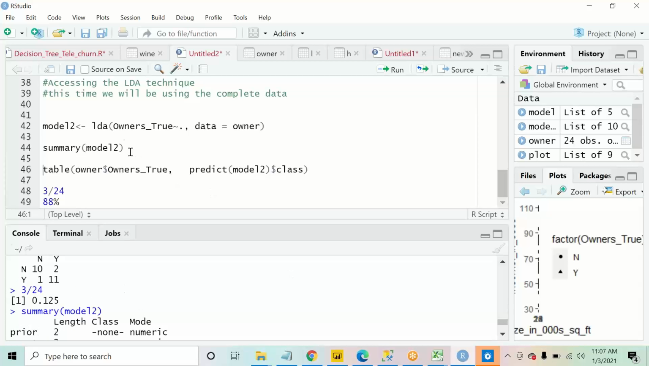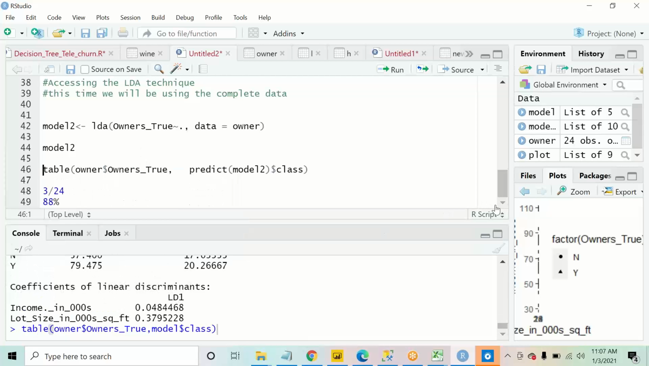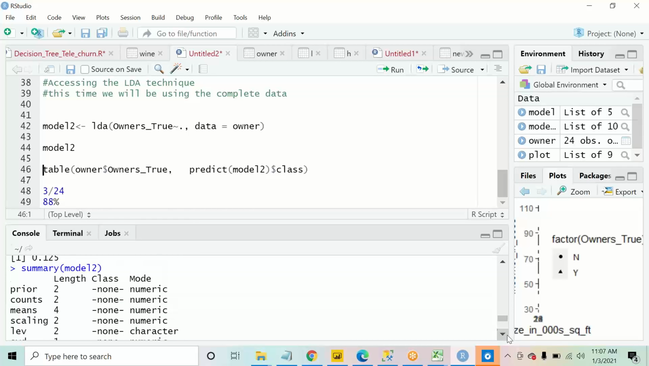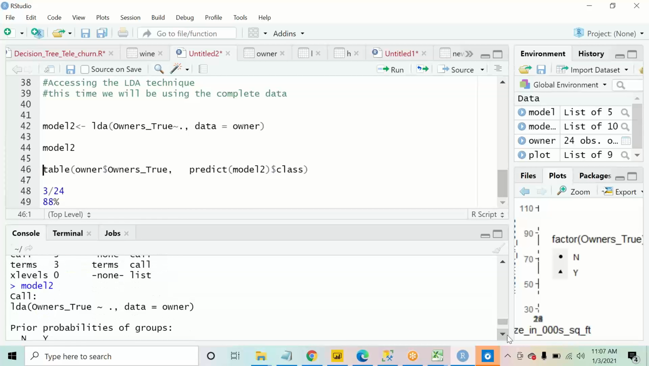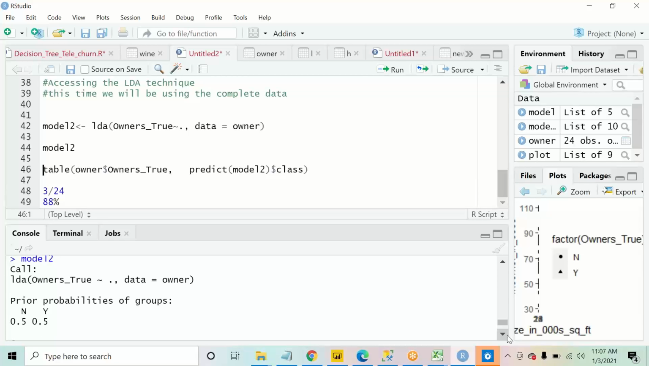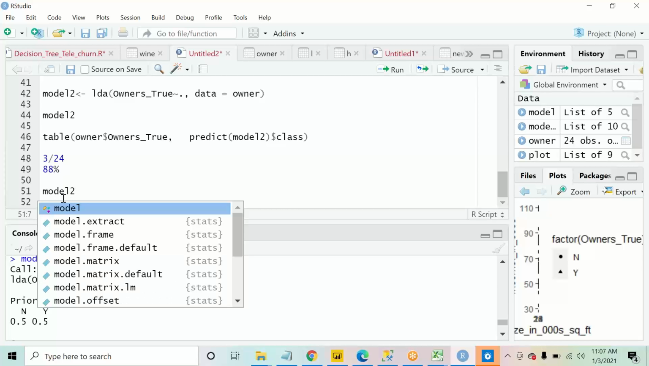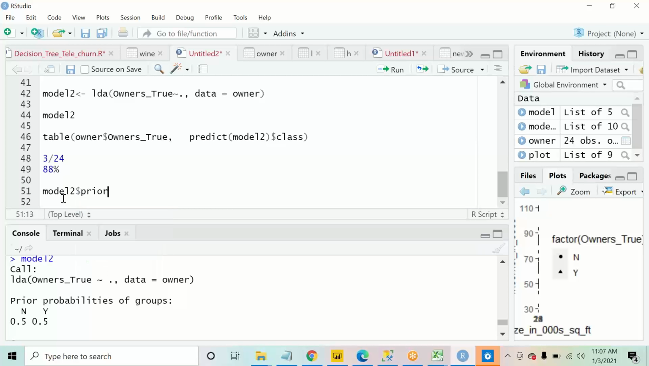Okay, so it is giving you prior and all. So let's just simply run model 2. Okay, so this is the information that is being generated by this model. Let's try to understand what exactly the information is being generated by this model over here. All the information is not important. There are a few important things that this model generates. This is model 2 dollar prior.